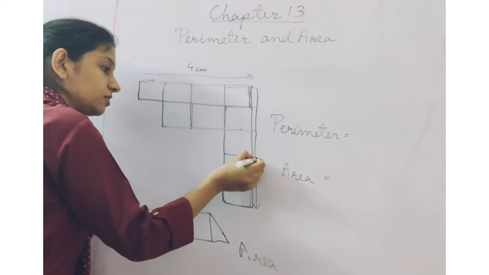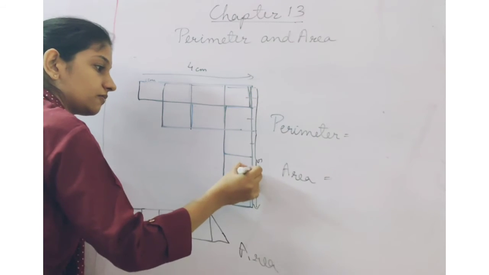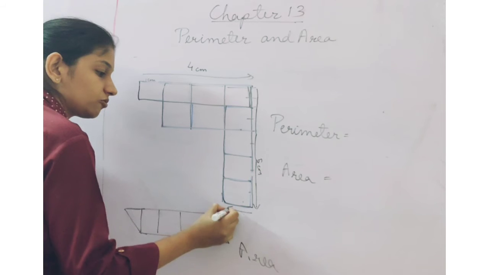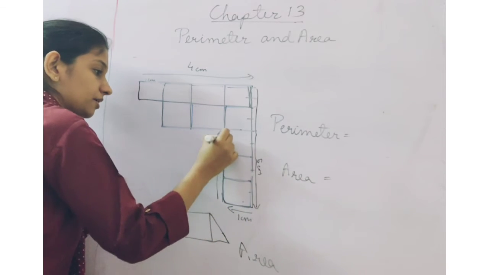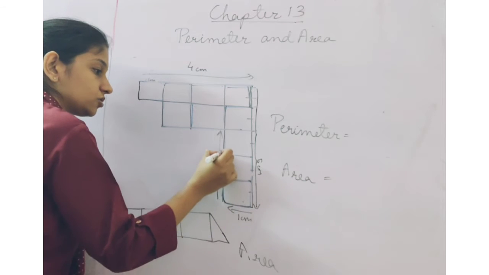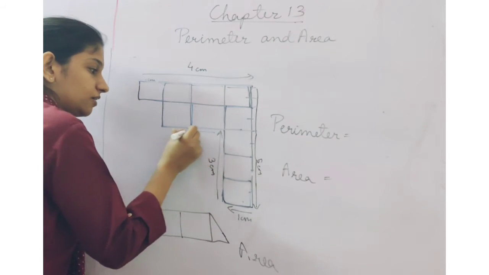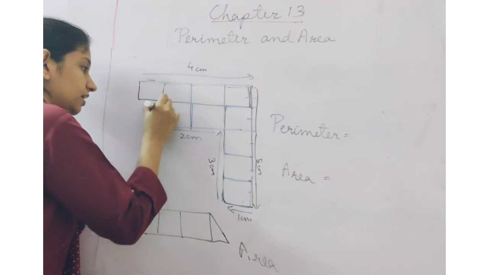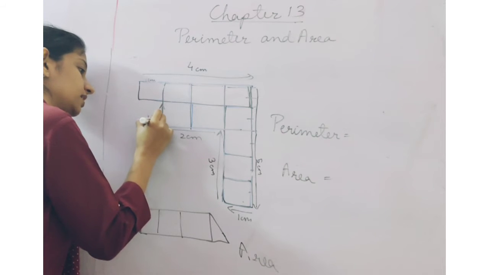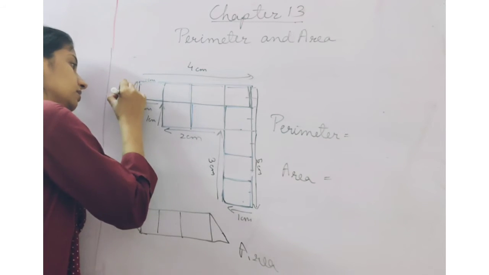How many did I cover? 5 centimeters. This is 1 centimeter, then 2, then 3, then 4, then 5. Again when I'm going here, I'm covering 1 centimeter. Now when I'm going up, how many did I cover? 1, 2, 3 centimeters. Okay. Now again when I'm going this side, I'm covering 2 centimeters. Again while going up, I'm covering 1 centimeter, then 1 centimeter, then 1 centimeter.